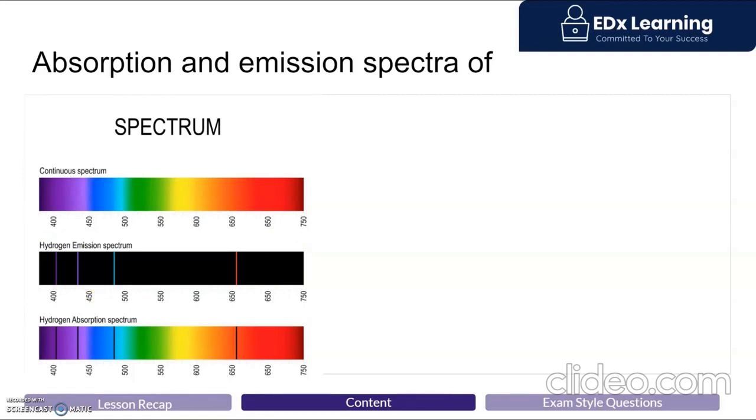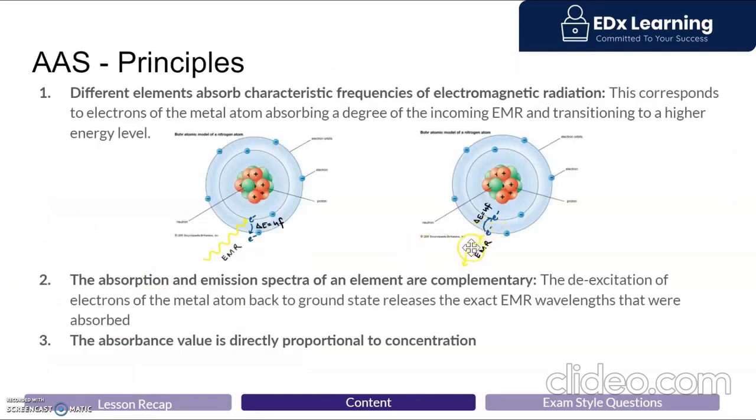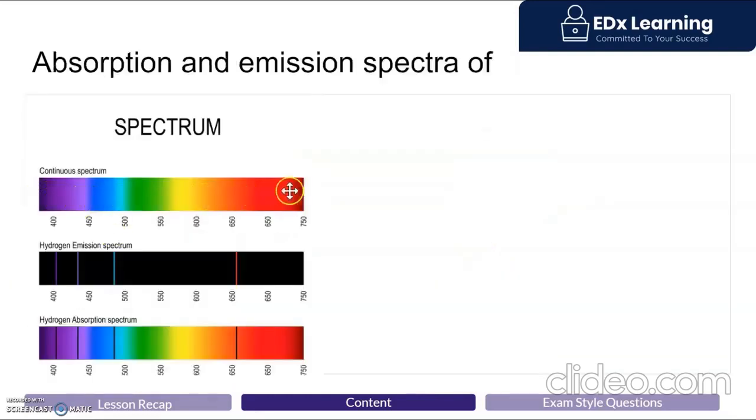And when they de-excite, they're going to release specific wavelengths of EMR. Now here you can see the overall EMR spectrum. Now you notice that hydrogen isn't releasing every single wavelength of EMR. It's very picky. It's only releasing one wavelength here, one wavelength here, one wavelength here, and here. This is hydrogen's emission spectrum.